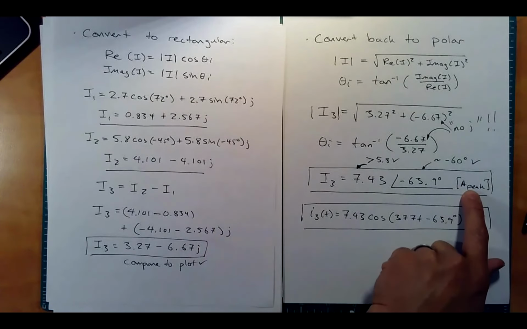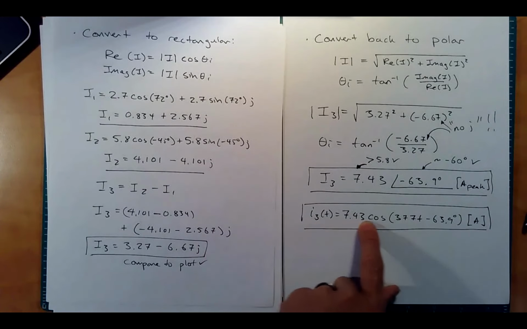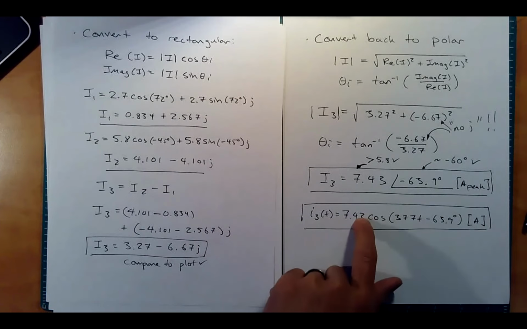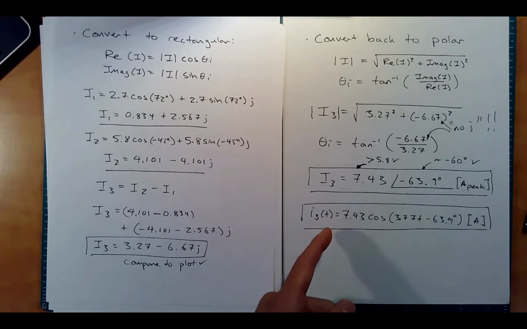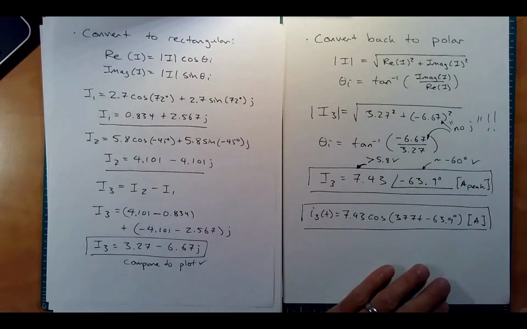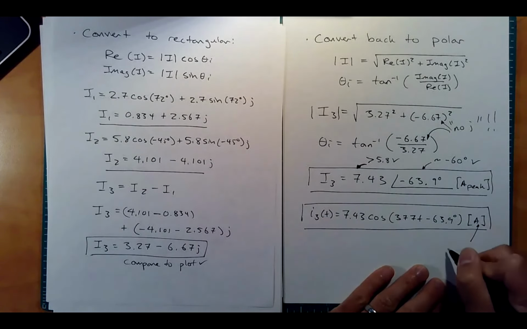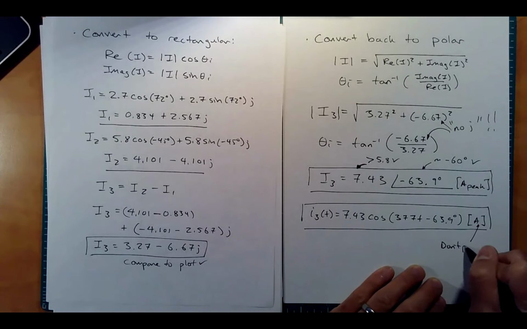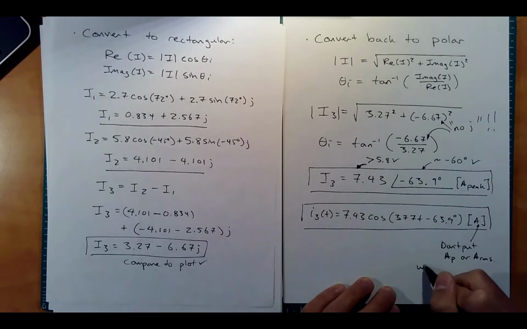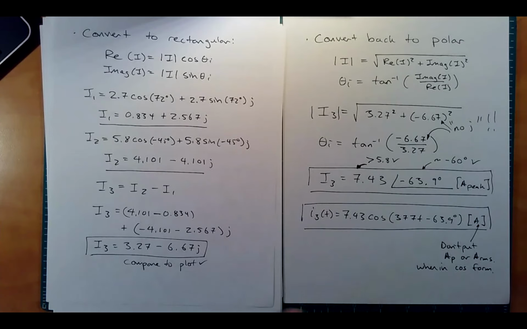And then look here, my phasor said amps peak. Here in my cosine version, I don't have to define amps peak or amps RMS, because when you write it like this, as time varies, you're neither at peak or RMS, right? So maybe I'll write that here: don't put amps peak or amps RMS when you're writing it in this cosine form.